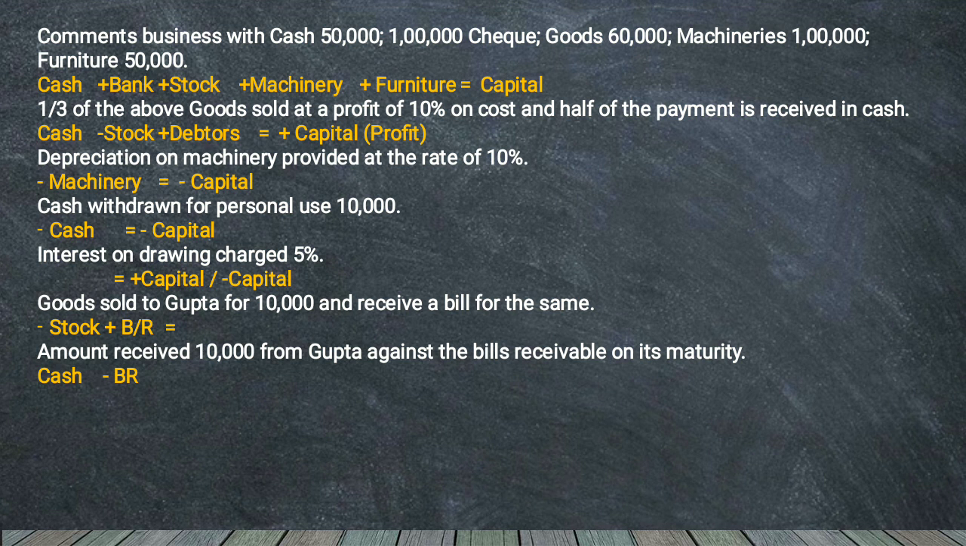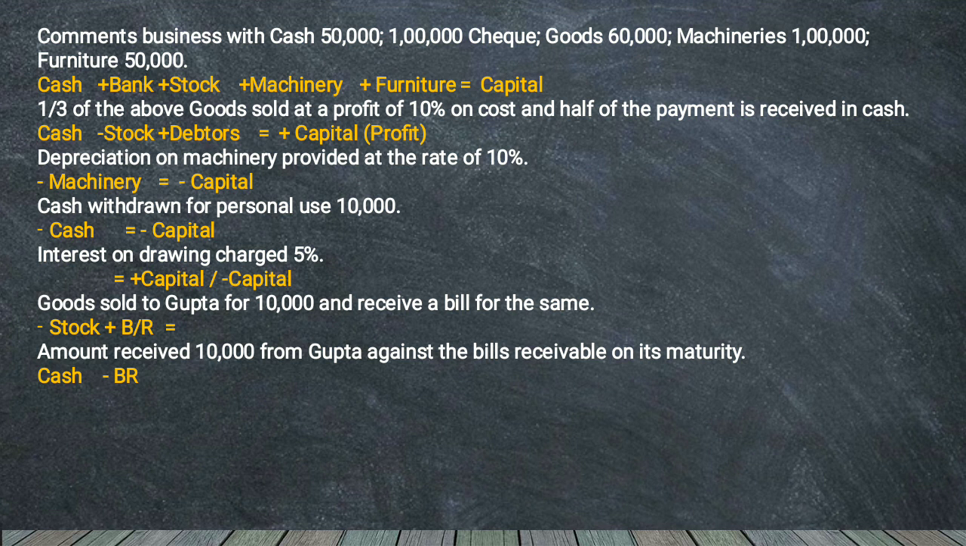And in the next transaction, cash withdrawn for personal use will decrease our cash and capital, because drawing is a kind of expense, and expenses decrease our cash and capital both. Next we have interest on drawing charged at 5%, so interest on drawing will increase our capital once, and secondarily it will decrease our capital. Because of income we have to add it, and because of expenses we have to subtract.